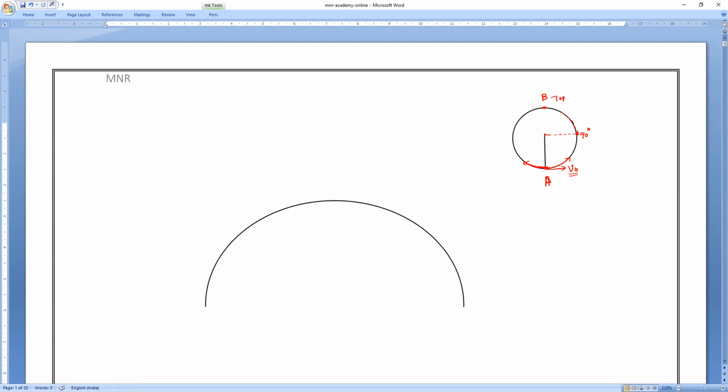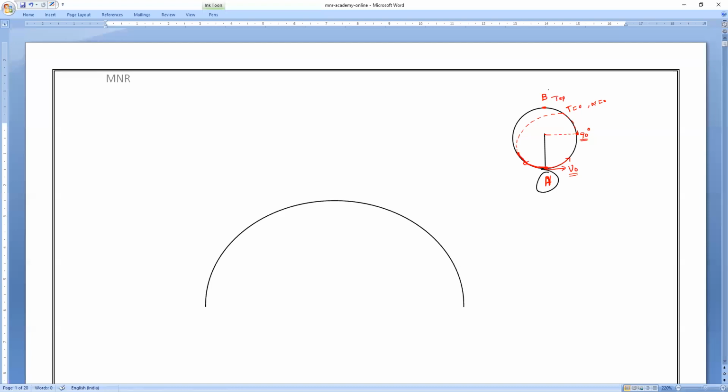Once it crosses the first quadrant, what will happen, guys? At a particular place, the tension will become zero, that is, the normal reaction becomes zero. So at that point, the body will start taking what path? It will fall into a projectile path.